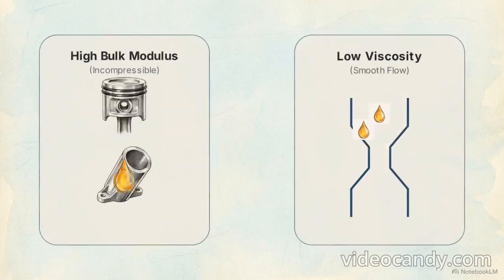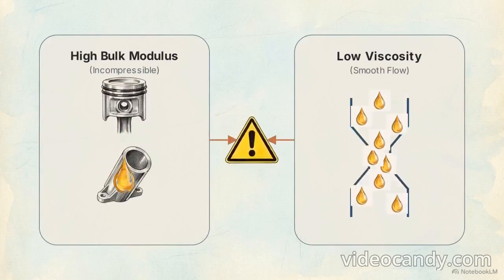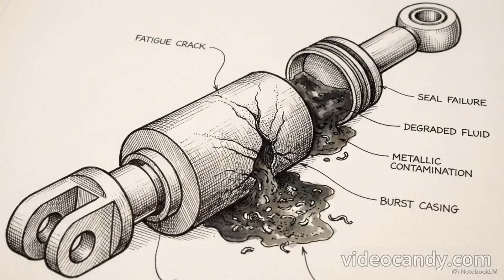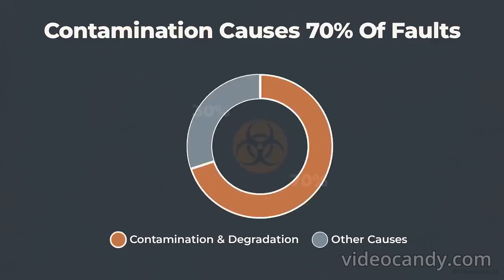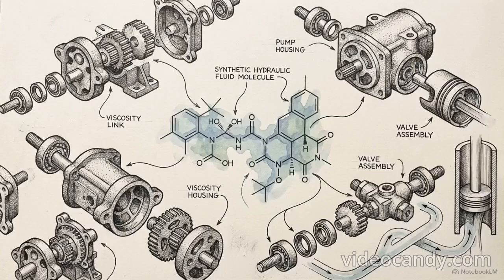To function efficiently, this liquid has to simultaneously satisfy dozens of strict physical parameters, many of which directly oppose one another. Failing to maintain those parameters breaks the machine. Empirical data shows that contamination and physical degradation of the fluid account for up to 70%. Mastering the exact physical properties of the fluid itself is the absolute prerequisite for designing any viable hydraulic circuit.